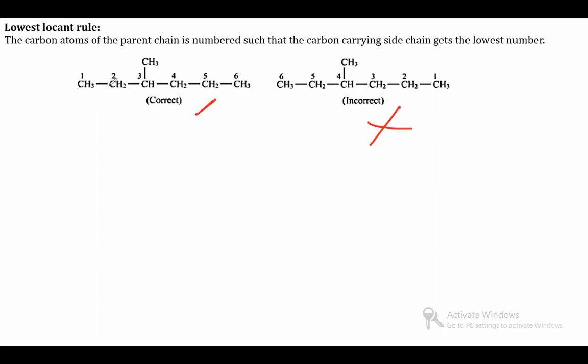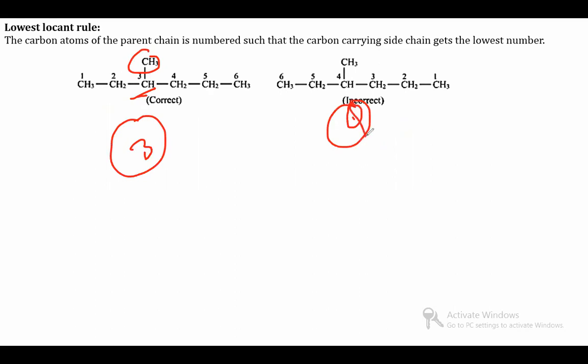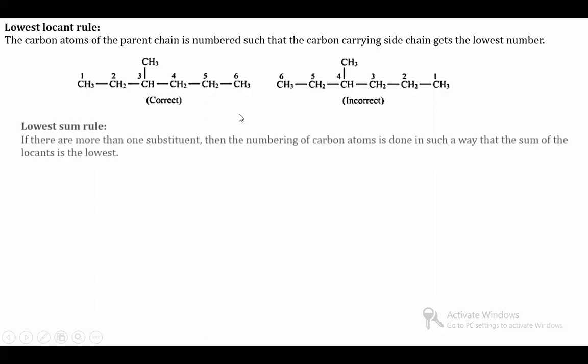Because from the substituent group, 1, 2, 3, if we are naming from this side, the methyl group will be getting the least number. From the other side, 1, 2, 3, 4, methyl will be getting the fourth carbon. Carbon number 4 is greater. Are you getting? So the substituent group should get the least number. The methyl group will be carbon number 3, the least, and if it is 4, this is greater. So we need to consider the first one. This is correct. Okay.